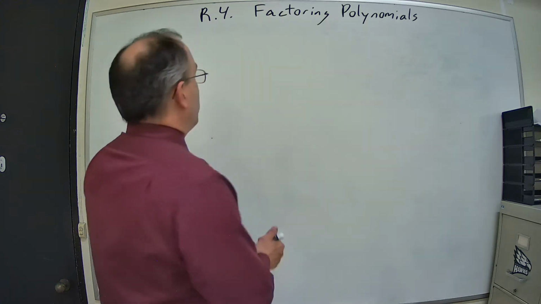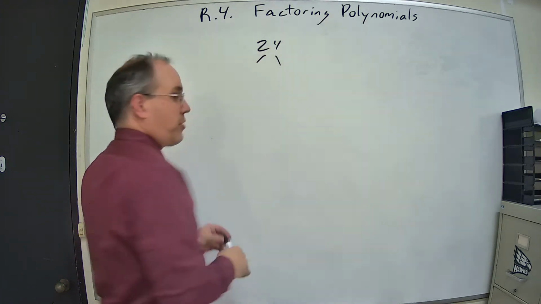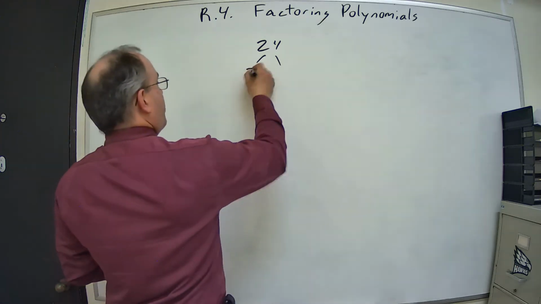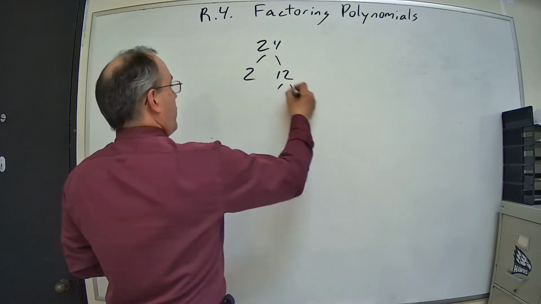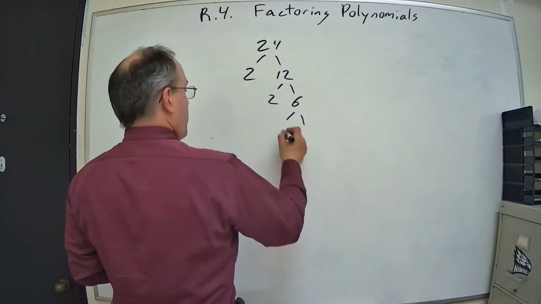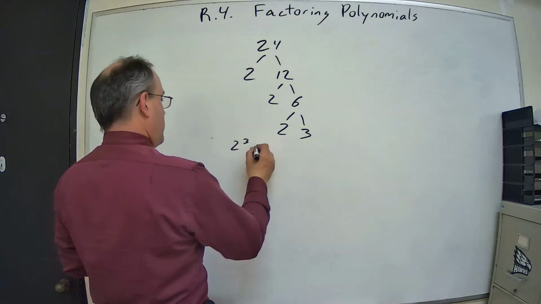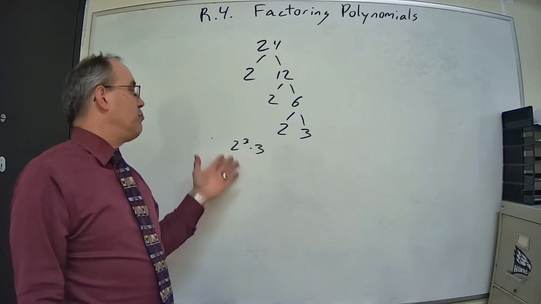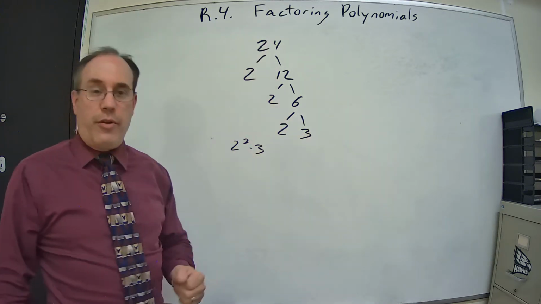Such as, if you have the number 24, with prime factorization, you start pulling out prime numbers. Pull out a 2, 2 times what gives you 24? 12. Pull out a 2, 2 times what gives you 12? 6. Pull out a 2, 2 times what gives you 6? 3. So you have 2 cubed times 3, right? Prime factorization. You're trying to get down to the smallest numbers that multiplied together will give you the result.